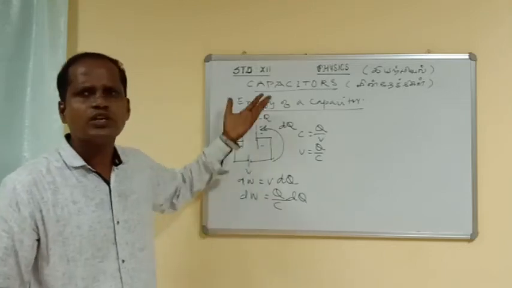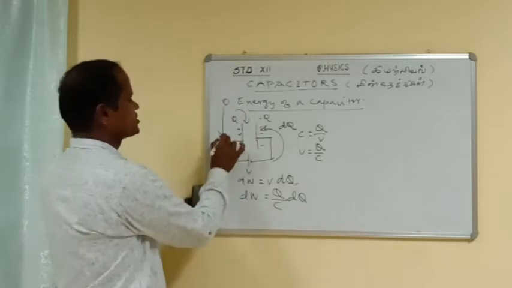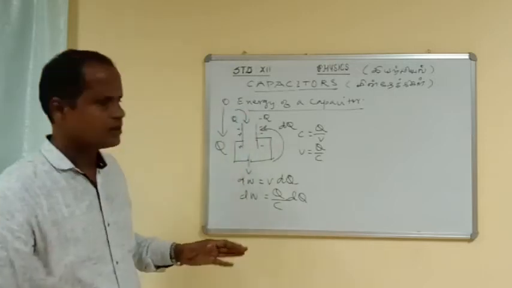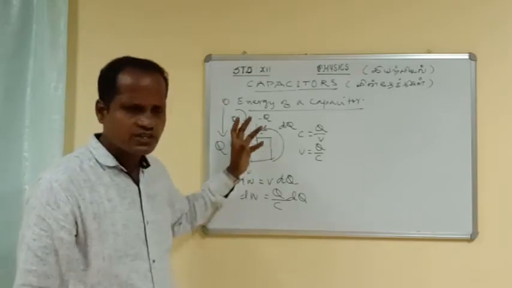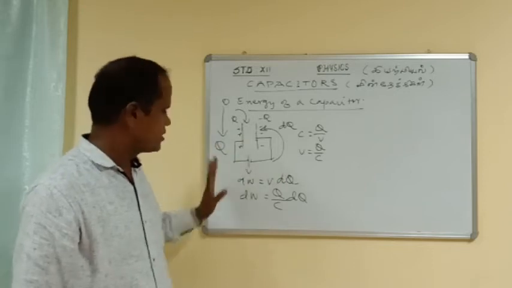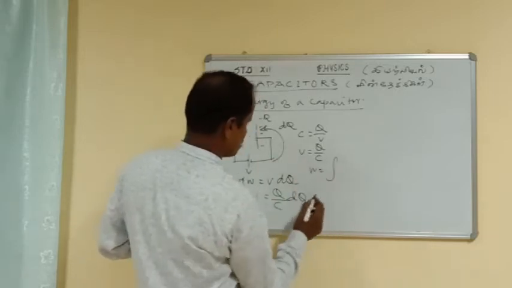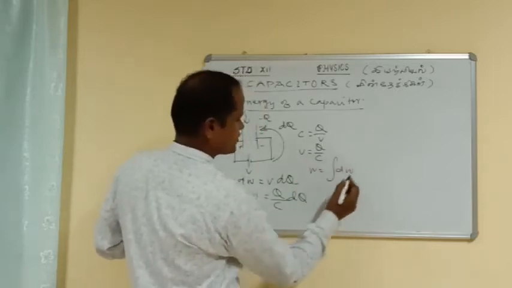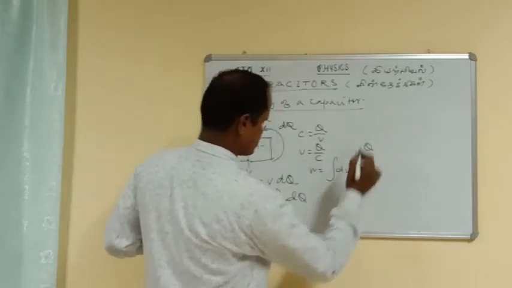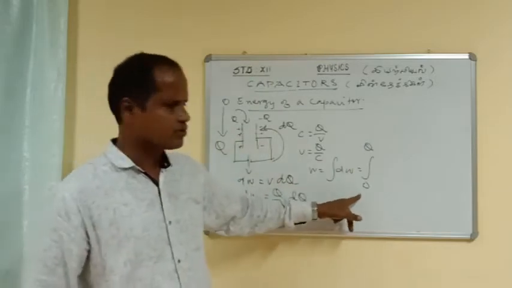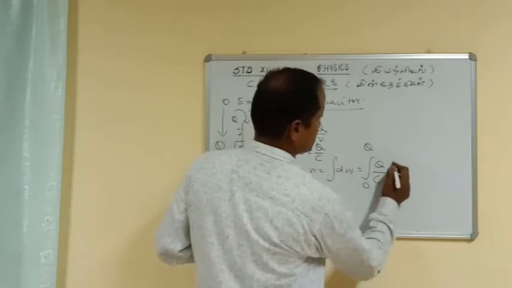So what's the total work done? Initially the charge on the plate is 0. After supplying the charges, the final charge becomes Q, for example. Now total work done is given by W is equal to the integration of dW, which is equal to the integral from 0 to Q, initial charge 0, final charge Q, of Q by C dQ.